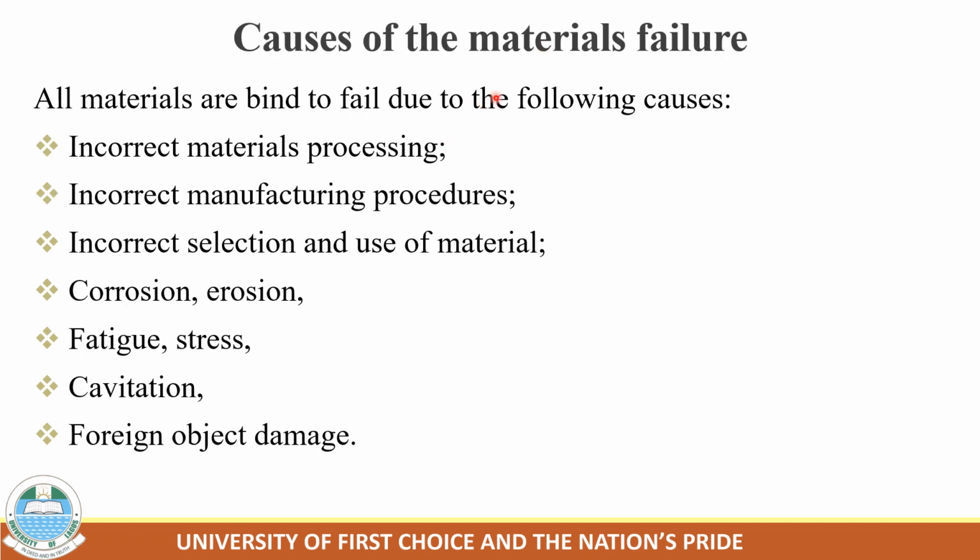What are the causes of material failure? All materials are bound to fail due to the following causes. Number one, incorrect materials processing, incorrect manufacturing procedures, incorrect selection and use of materials, corrosion, erosion, fatigue, stress, cavitation, and foreign object damage. So all these are the causes of material failure. There is no material that cannot fail, but these are the causes of it.